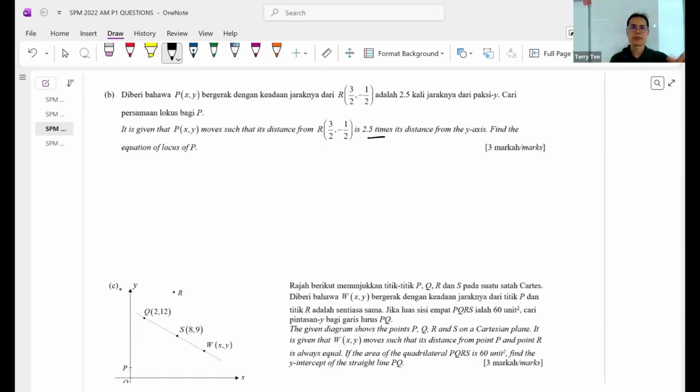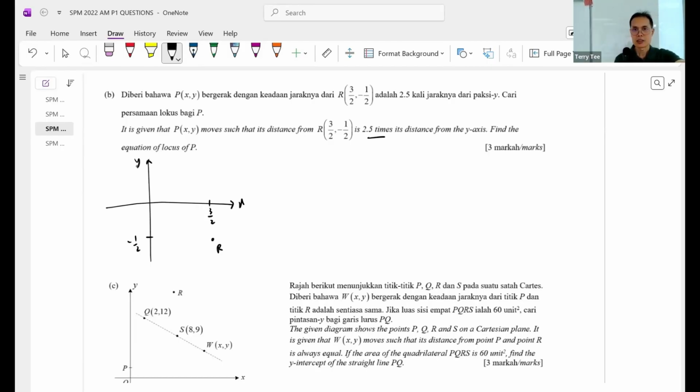So to help you understand better, I'm going to draw it out. Where's 3 over 2 and minus half? 3 over 2 is maybe here. Okay, I put it a bit further down. This is 3 over 2. Let's say negative half. This is the first point. This is point R. Okay?